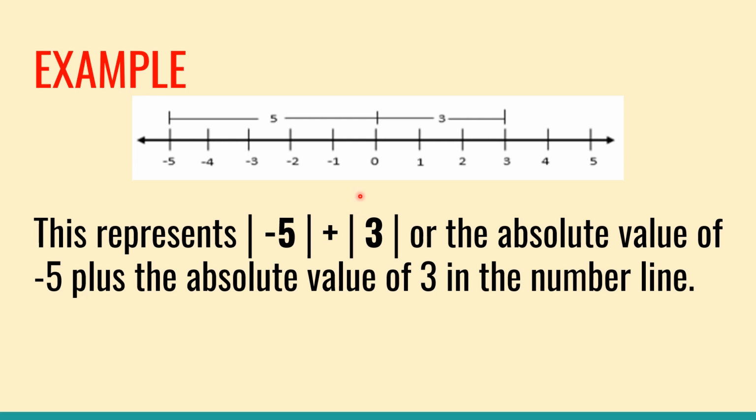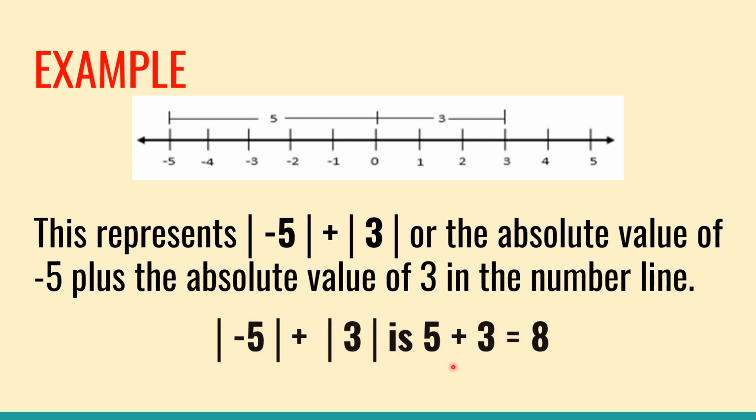Ang larawan sa ating screen ay nagpapakita ng layo ng absolute value ng -5 at absolute value ng 3. Ang absolute value ng -5 ay 5 at ang absolute value ng 3 ay 3. Kaya 5 plus 3 is 8. Bilangin nga natin ang layo ng -5 papuntang 3. We have 1, 2, 3, 4, 5, 6, 7, 8. Muli, ang layo ng -5 papuntang 3 o ng 3 papuntang -5 ay 8.